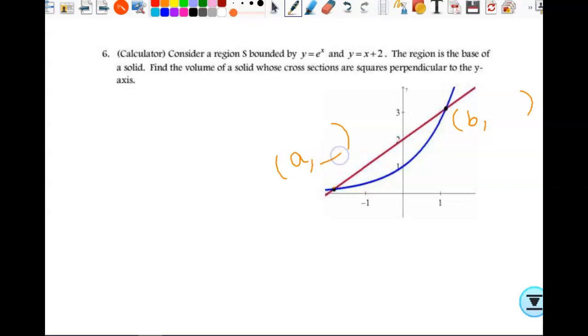So what could I use as my limits? If I had the x coordinate of this point stored as A and the x coordinate of that point stored as B, what could I use for my limits if I'm now doing a dy situation? There you go. E to the A, e to the B. Or A plus 2, B plus 2. Because both of these points are on both functions. So if I already have the x coordinate, well, here's the relationship between x and y. Okay, so that is legal.